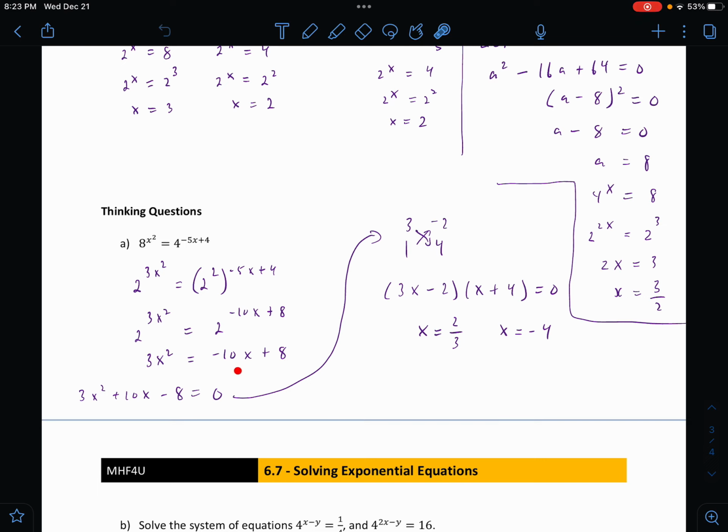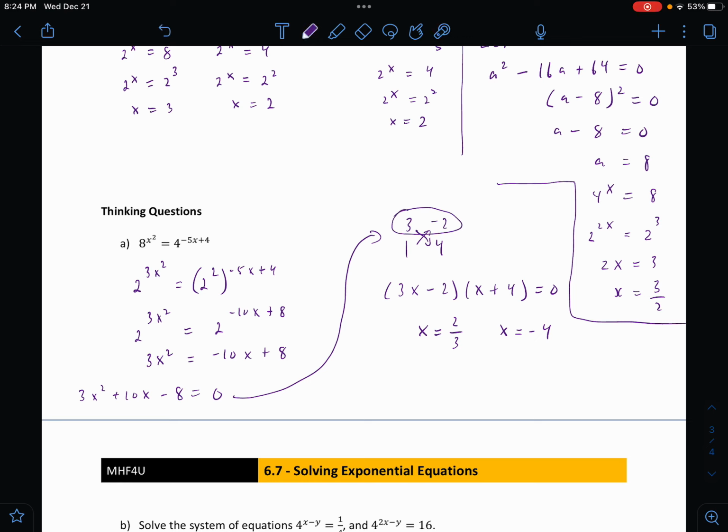We move the negative 10x and the 8 to the left side. We get a simple trinomial, or actually not a simple, a complex trinomial because a is not 1. And so we factor the complex trinomial by using the crisscross method. Two numbers that multiply to 3: 3 and 1. Two numbers that multiply to negative 8: negative 2 and 4. They're aligned this way. 3 times 4 is 12. 1 times negative 2 is negative 2. 12 plus negative 2 is 10. So the way they're aligned currently works out.